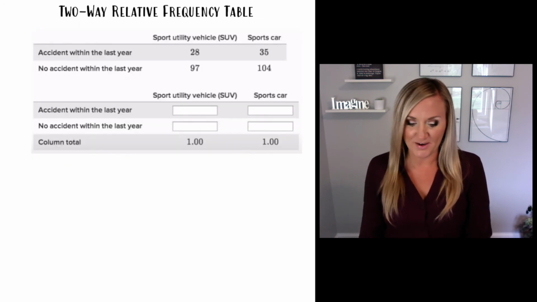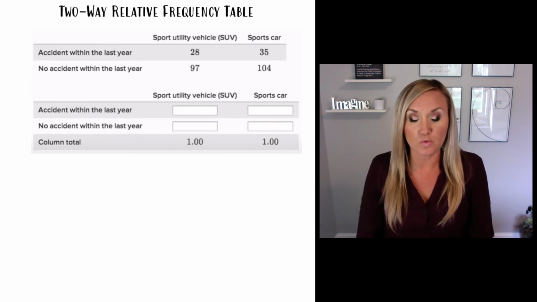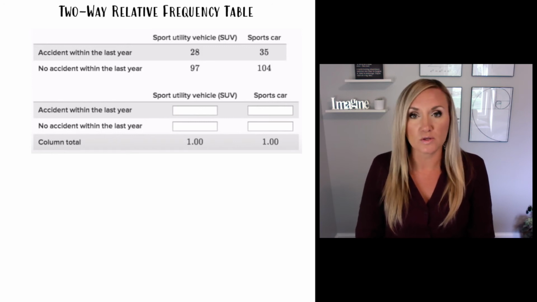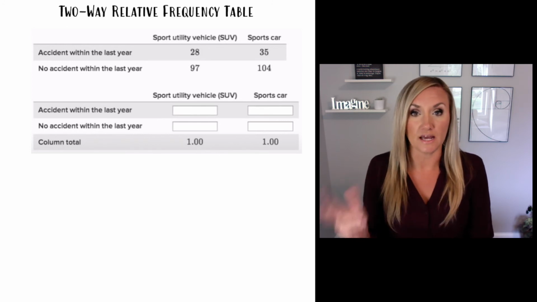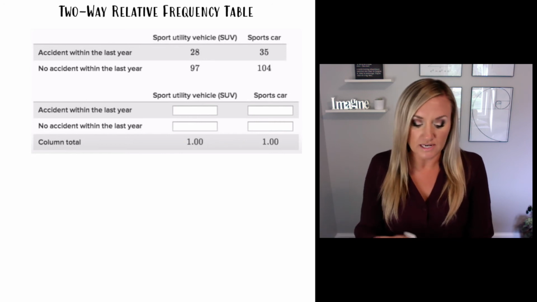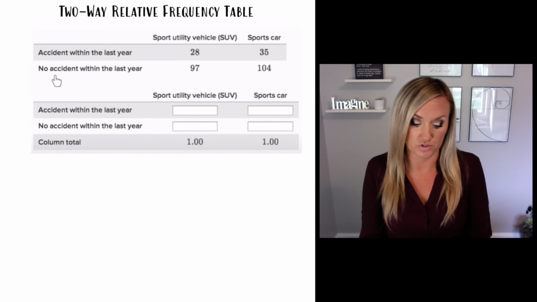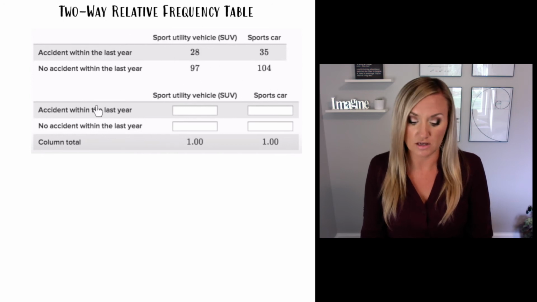All right, so this is the last slide for today, short notes. This is looking at a 2-way relative frequency table, analyzing the data of accidents and not accidents in SUVs and sports cars. So let's take a look at the information that is given. An accident within the last year, 28 had an SUV, 35 had sports cars, and no accident within the last year, 97 SUVs and 104 sports cars. So we're going to take this information and create a relative frequency table.